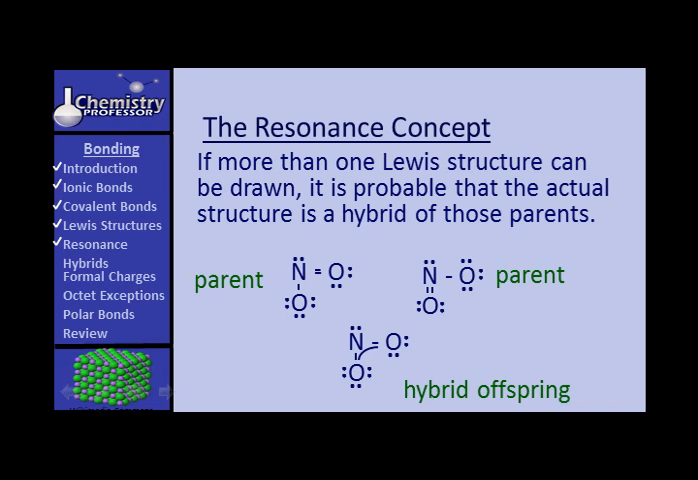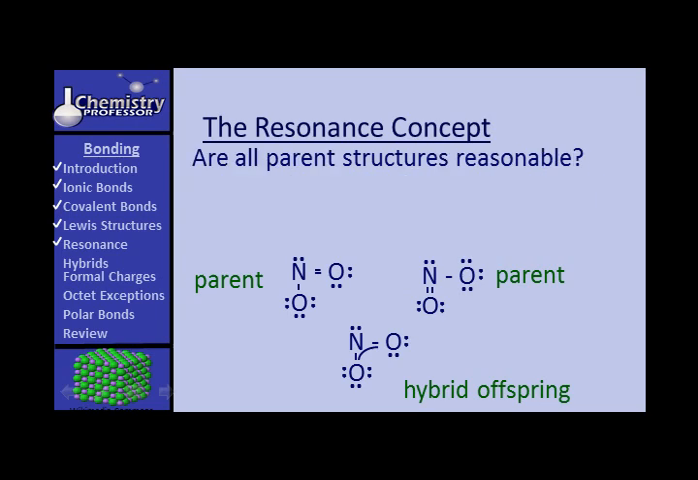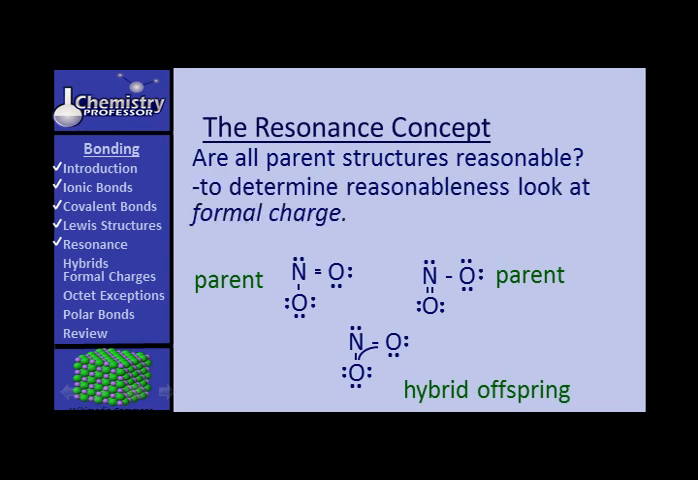If more than one Lewis structure can be drawn, as in this case, it is probable that the real structure is a hybrid of those parents, and sometimes there are several of the parents. Are all parent structures reasonable? Well, not necessarily. How do we know when a parent structure is or is not reasonable? We use the concept of formal charge. This is a good place to stop, and we will take up formal charge in Lecture 2.